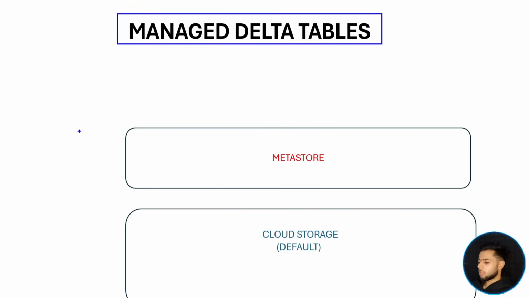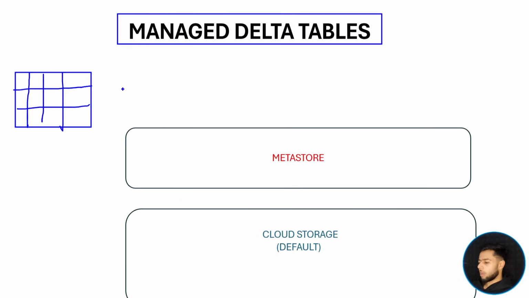So this is the managed table. Let's say you have your managed table, right? Let's say this is your table, and this is your Metastore. As we have just discussed, the Metastore is responsible for storing all the metadata, and the actual data gets stored in the cloud storage. By default, it gets stored in the default location used by the Metastore. The difference is that when you create a managed table, it will automatically be stored in the same location that is provided to the Metastore.